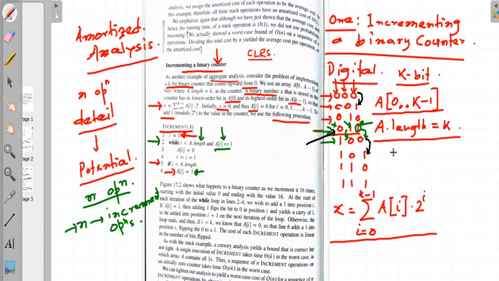And we are observing that for a sequence of n operations, very few operations are consuming many more bit flips. That means very few operations are consuming a bulk amount.